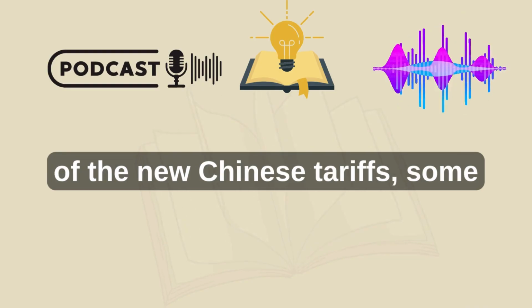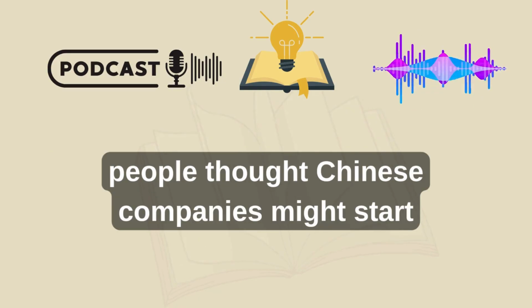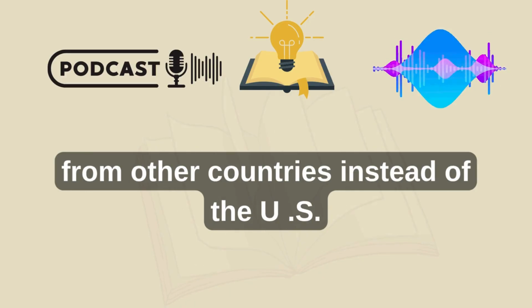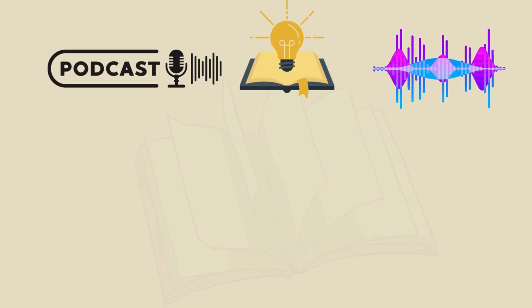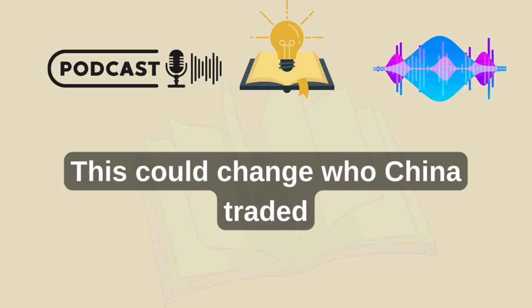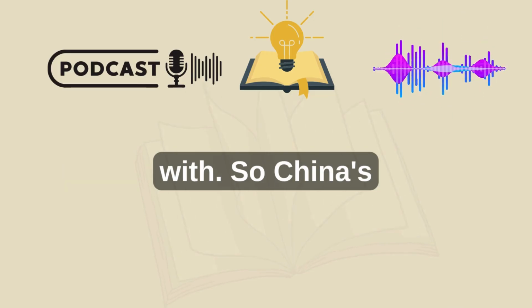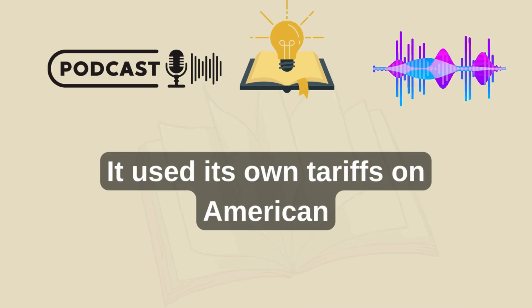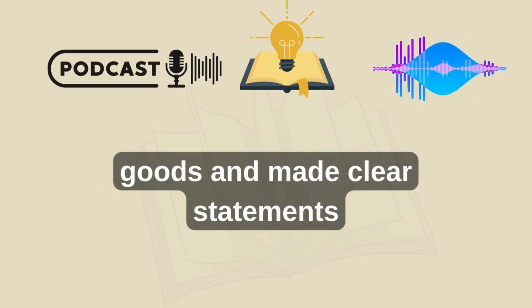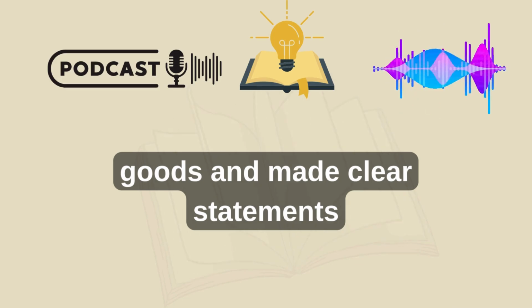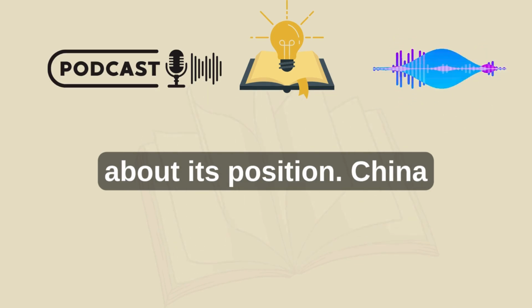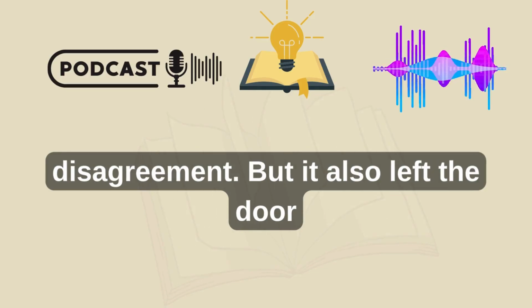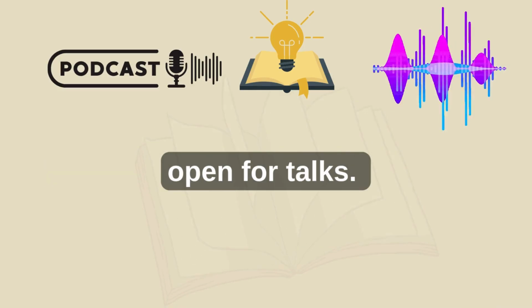Because of the new Chinese tariffs, some people thought Chinese companies might start buying goods like farm products from other countries instead of the U.S. This could change who China traded with. So China's answer to the U.S. tariffs was strong. It used its own tariffs on American goods and made clear statements about its position. China showed it would defend itself in the trade disagreement, but it also left the door open for talk.